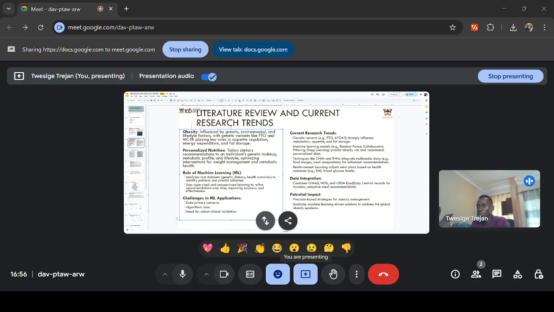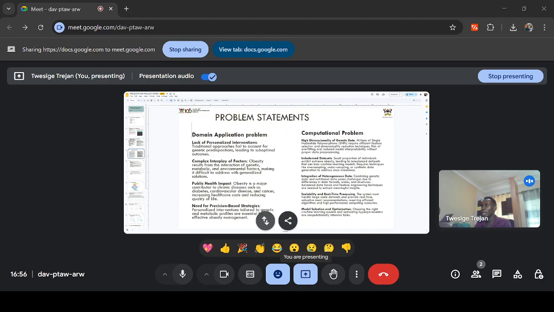For data integration, we've combined data from the different datasets we had already addressed, for example Food Data Central from USDA, and NCBI. The potential impact is precision-based strategies for obesity management, and scalable machine learning driven solutions to address the global issue. So then the problem statements: the domain application problem is the lack of personalized nutritional interventions.